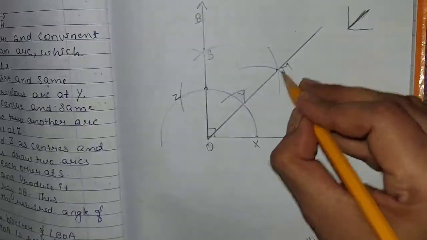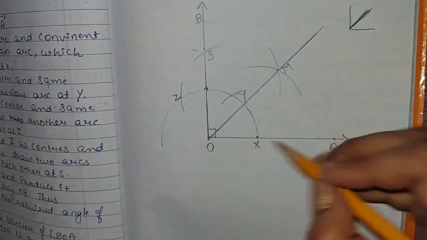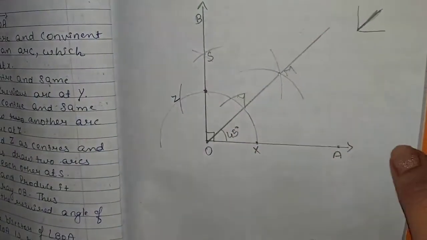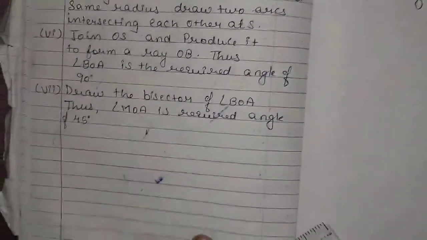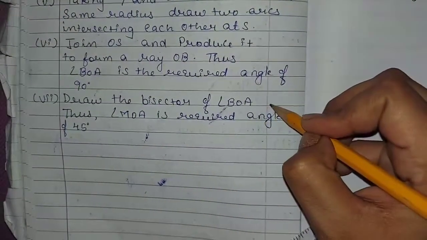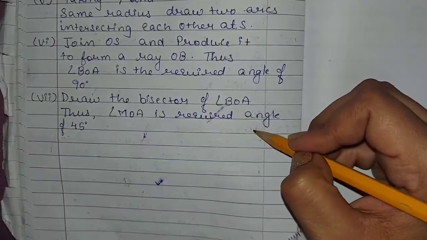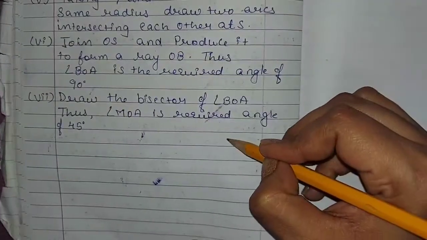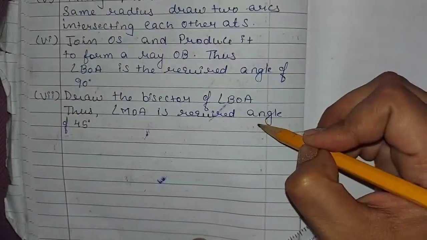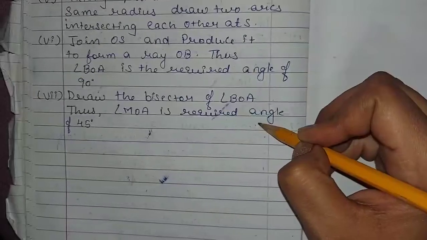So students, you can see MOA. Angle MOA is 45 degrees. So now students, let us write the last step. Draw the bisector of angle BOA. So we have drawn the bisector of angle BOA. Thus angle MOA is the required angle of 45 degrees. Students, why have we drawn the bisector of the angle? Because half of 90 degrees is 45 degrees.